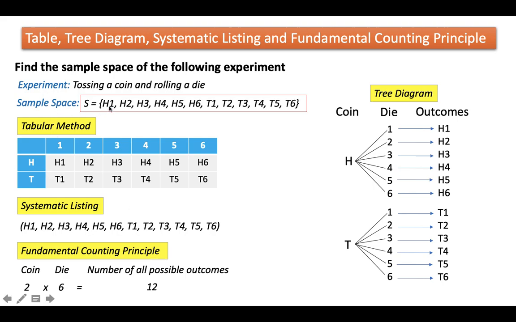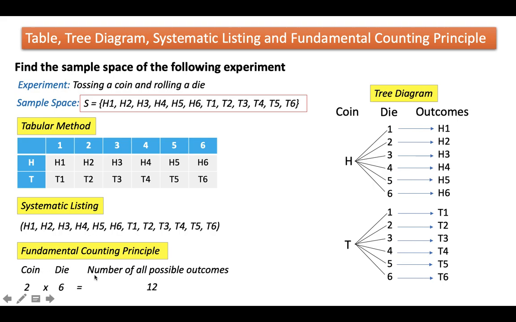So if you're going to count them, 1, 2, 3, 4, 5, 6, 7, 8, 9, 10, 11, 12, and that is the number of all possible outcomes using the fundamental counting principle. It is commonly used especially if we are dealing with more than 2 events. So in this case, we only have 2 events, the coin and the die.